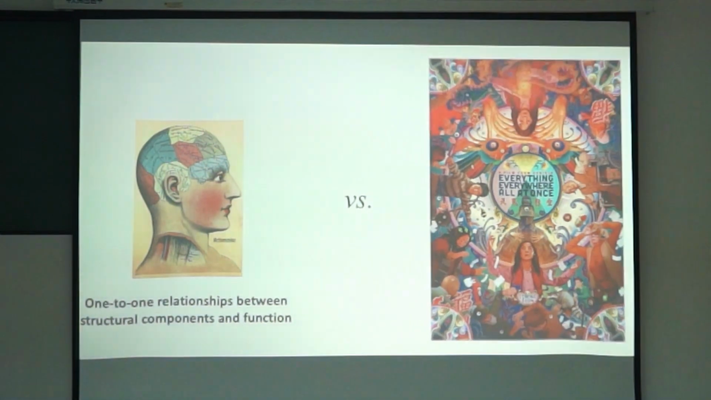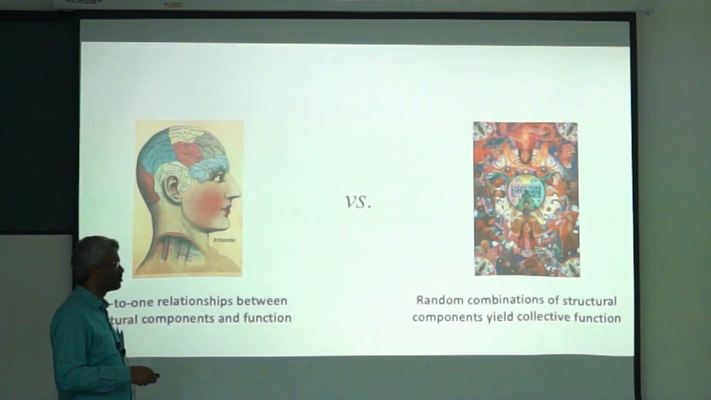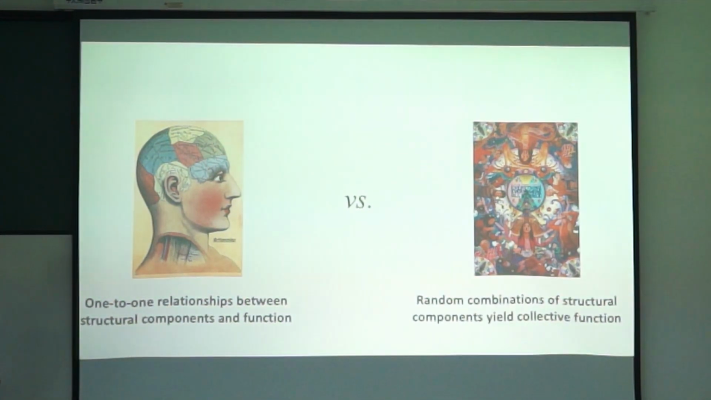Or is it that random combinations of these ion channels or brain locations can come together to yield collective function? That is pretty much the question we have been grappling with for a long time, one way or the other, across different scales of neuroscience. Even in our case, when we are looking at single neurons, that is fundamentally the question. Is there a one-to-one relationship between the molecules and the function, or can any combination of molecules give you the outcome?